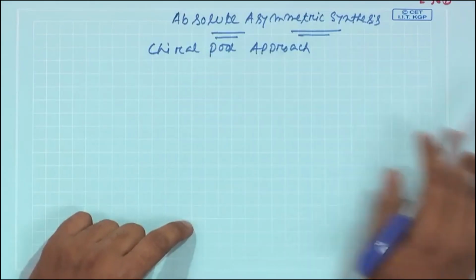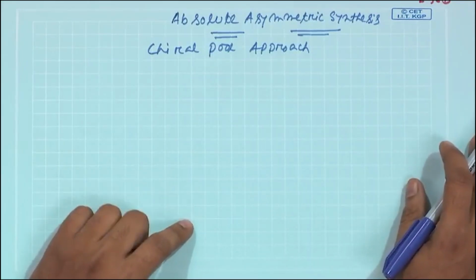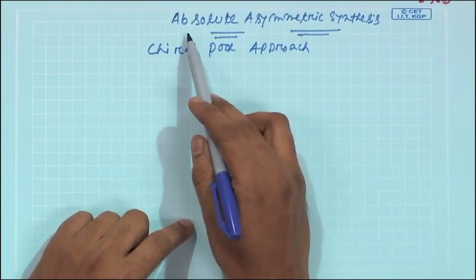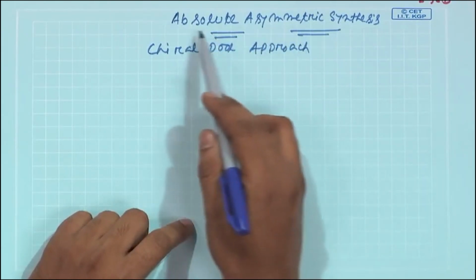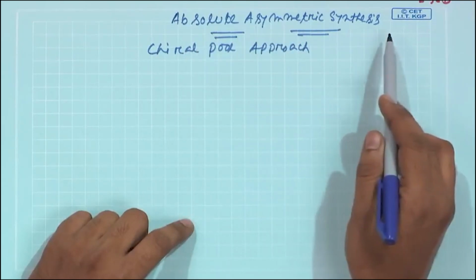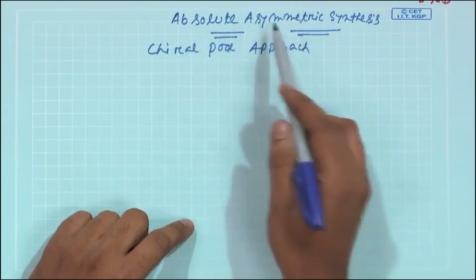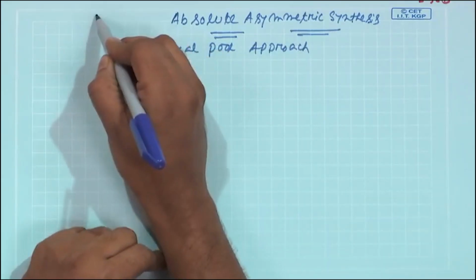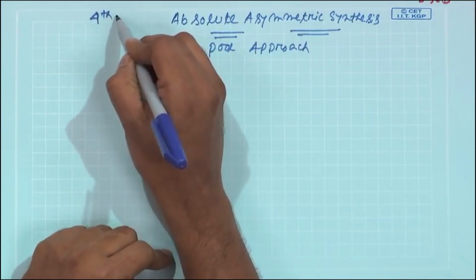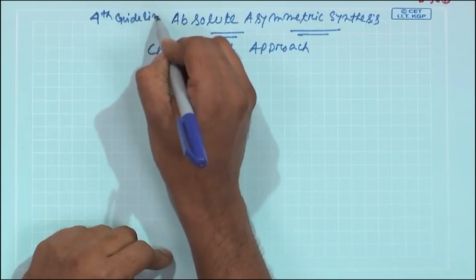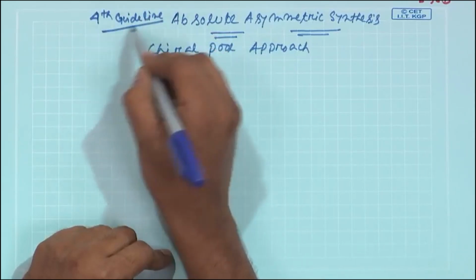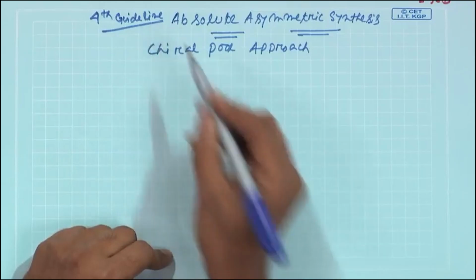Welcome back, students. We are basically discussing stereochemical strategies, and today we will be talking about absolute asymmetric synthesis, the fourth guideline, which we said falls under the class of stereochemical strategies. If you go to the original pathway, we said 4 guidelines are there, and this is our final guideline.